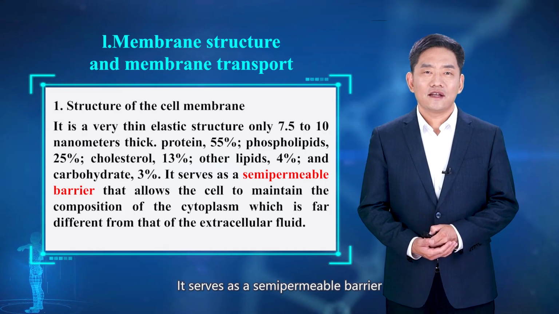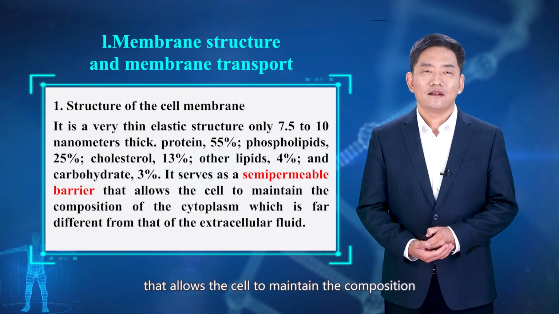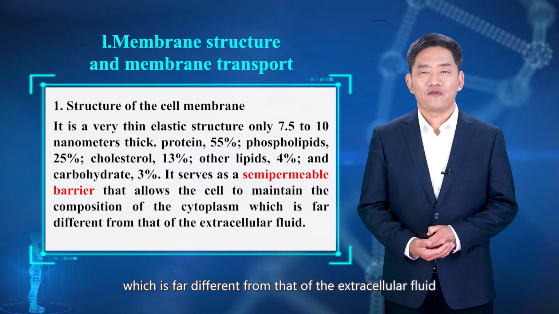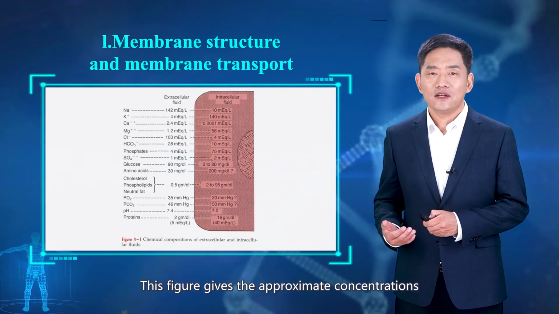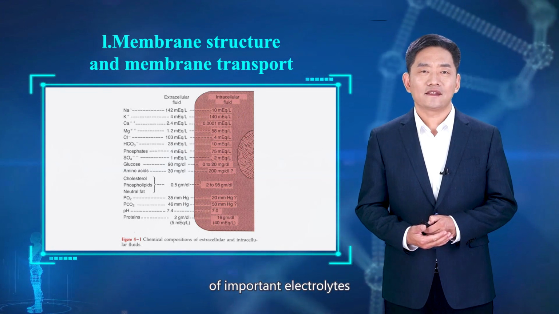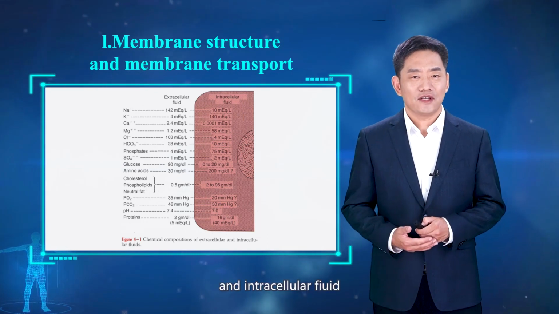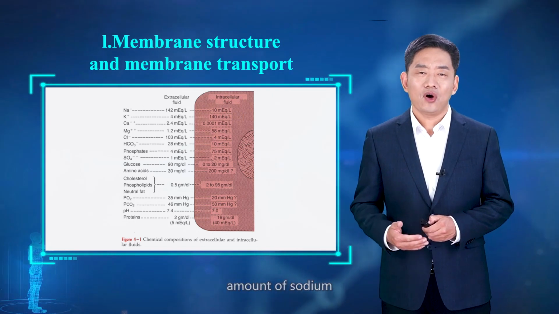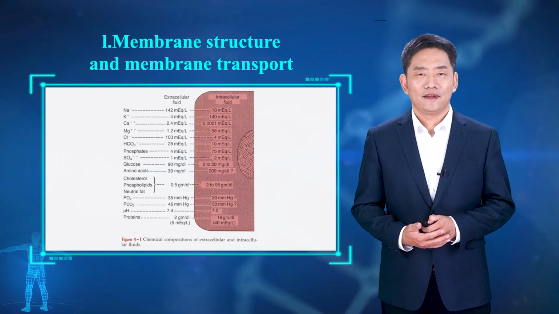It serves as a semi-permeable barrier that allows the cell to maintain the composition of the cytoplasm, which is far different from that of the extracellular fluid. This figure gives the approximate concentrations of the important electrolytes and other substances in the extracellular fluid and the intracellular fluid. Note that the extracellular fluid contains a large amount of sodium, but only a small amount of potassium.